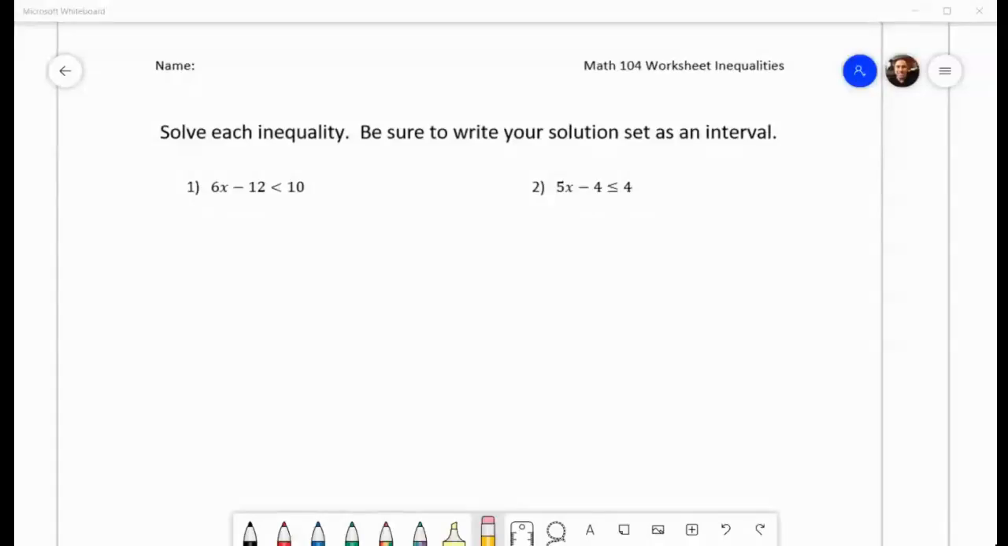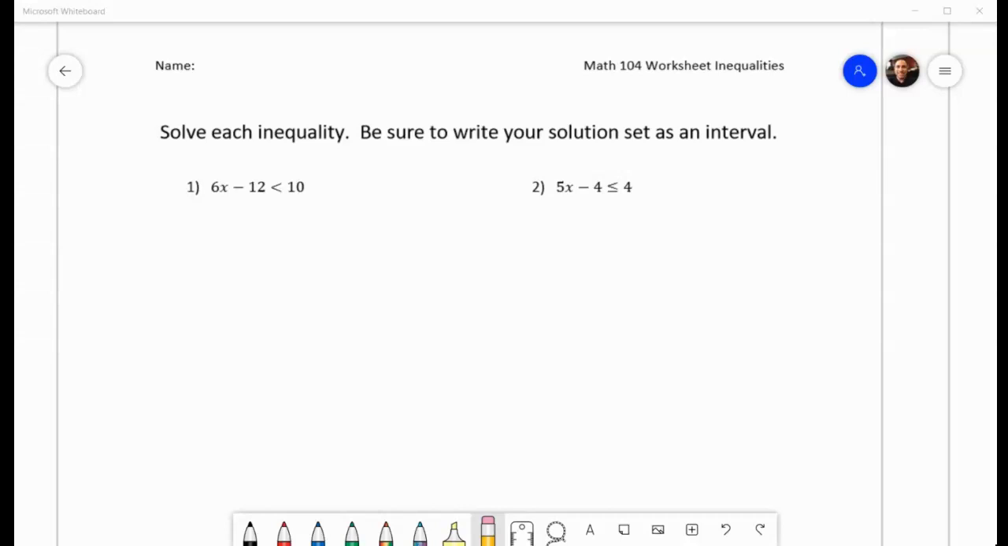Okay, so here what we're going to do is I'm going to go over this worksheet with everyone. All right, so let's see. For the first one, we have 6 times x minus 12 is less than 0. Let me just zoom in a bit with this.